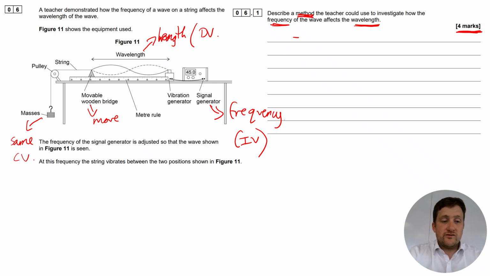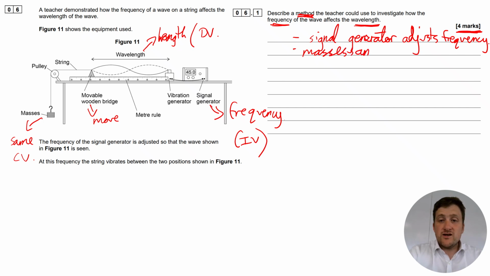So how do we put this all together? Well, we're going to have a signal generator. This is why a diagram is so important, because it basically gives us the answer for us. Signal generator adjusts frequency or changes frequency. That's our independent variable. Okay, masses are the same, right? Just saying masses are the same, that's your control variable. Okay, we move the bridge. Now, why are we moving the wooden bridge? We want to move the wooden bridge to make sure that the string stays relatively taut.